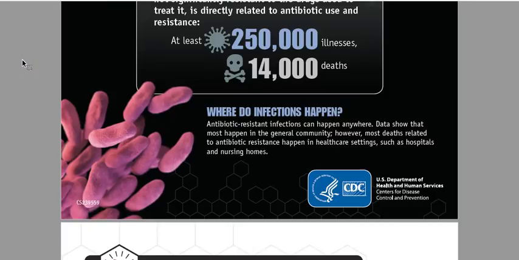Where do infections happen? Antibiotic resistant infections can happen anywhere. Data show that most happen in the general community. However, most deaths related to antibiotic resistance happen in healthcare settings such as hospitals and nursing homes.